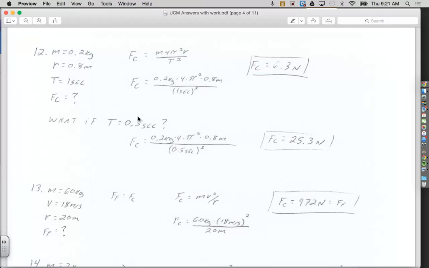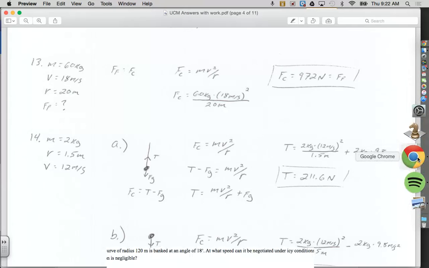Well, what if we double the speed and the time it takes to go around is 0.5 seconds? Well, my equation's exactly the same because the m hasn't changed, the r hasn't changed, and we're still using time. So I'm going to plug in my numbers again, which is 0.2 kilograms times 4 times pi squared times r, which is 0.8 meters. And now I'm dividing by a half a second squared instead of 1 second squared. And I get a centripetal force of 25.3 newtons, which is 4 times as much force since I'm going twice as fast.